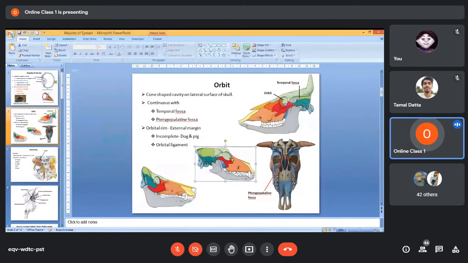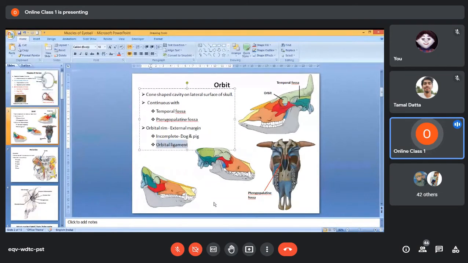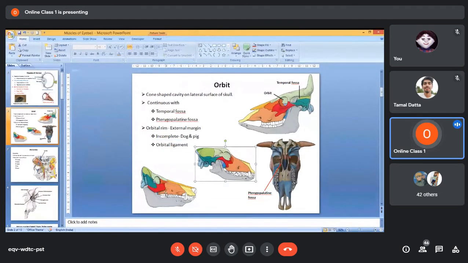So that is a very common question that has been asked in exams, like in which species the orbital rim is incomplete. Then you have to write, mostly in case of domesticated animals, that is in case of dog and pig, the orbital rim is incomplete. Otherwise, questions may be asked like, in which animal do you find the orbital ligament? Then you will have to write, it is in case of dog and pig. And why do you find the orbital ligament? Because the orbital rim is incomplete in these two species.